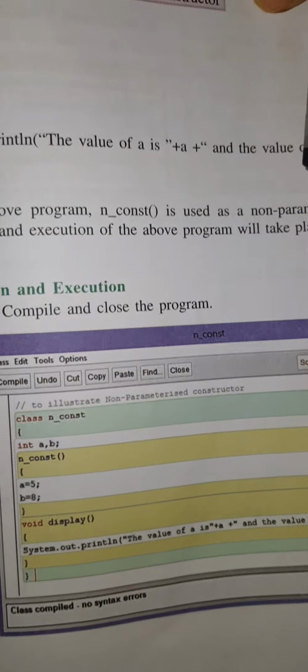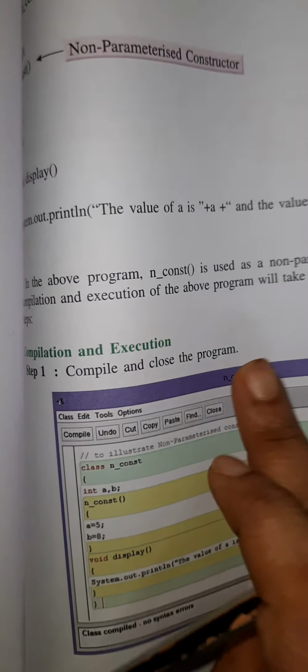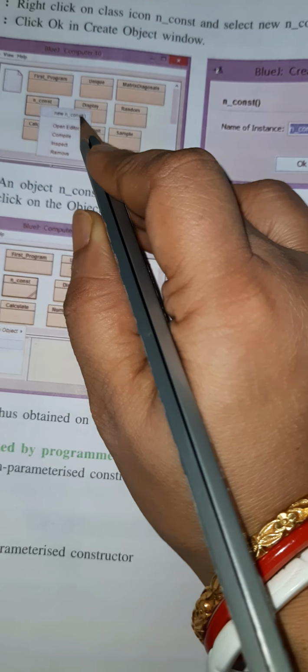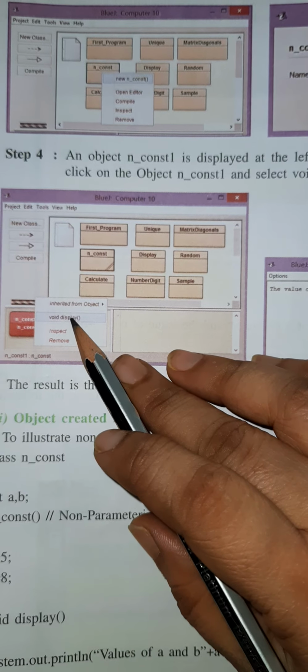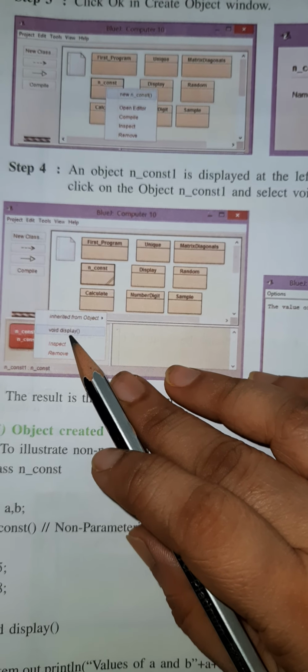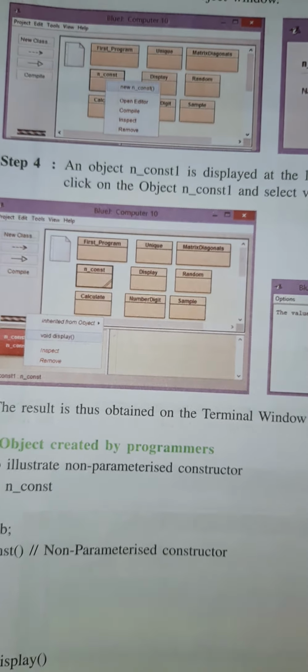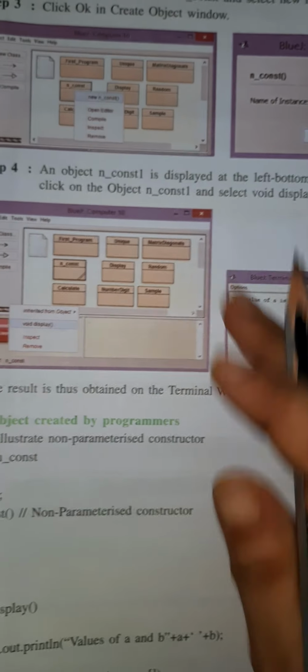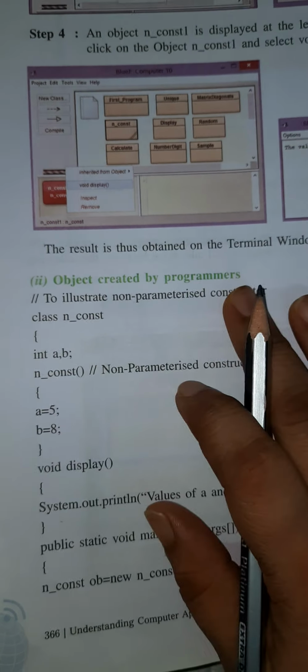When we write the program and compile it, with no syntax error, and then close it, when we give a right click, it will show this, and we will create an object. By right-clicking on the object, we will get the void display, and it will take the non-parameterized constructor created by the programmer.